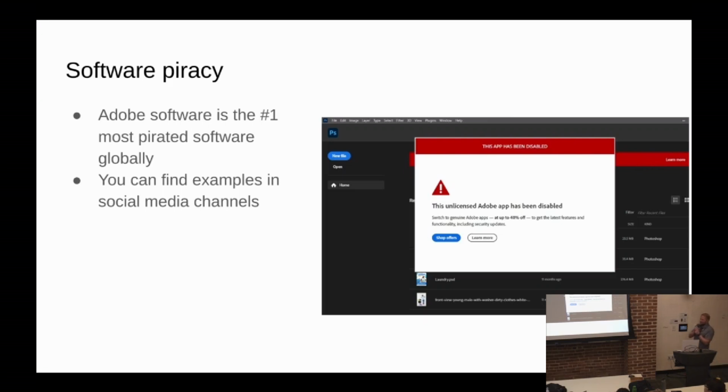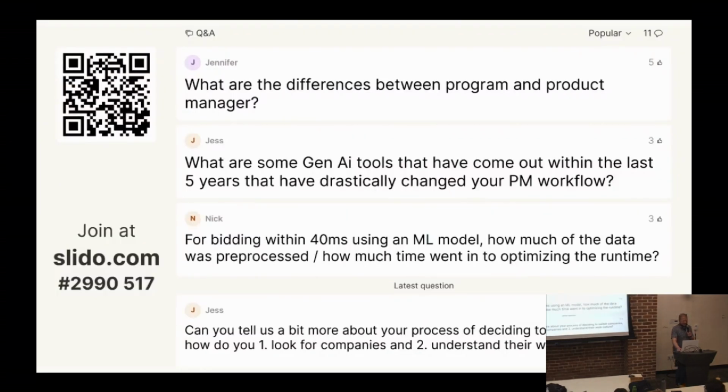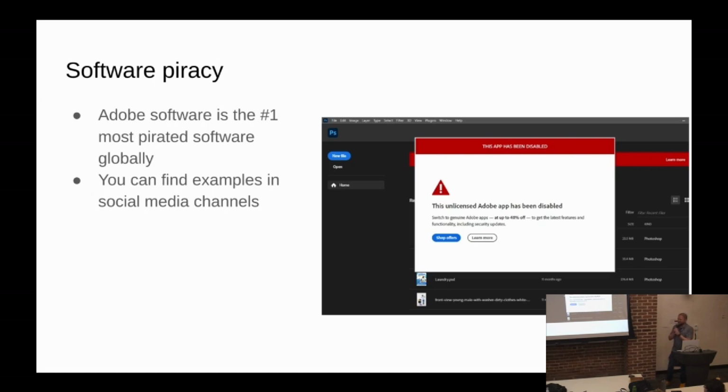If you try to use pirated Adobe software, we will find out about it. And then I will send you a notification. And then if you do not buy the software after a period of time, I'm going to shut it down. So I'll start terminating the app so you cannot use it. You can find more examples in social media channels about how people do this. I'm coming for you. Okay, I'm done, Liz.